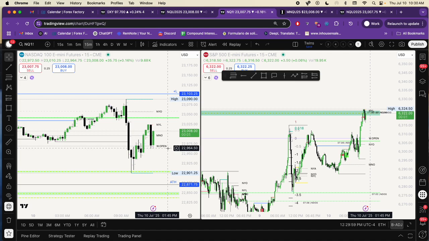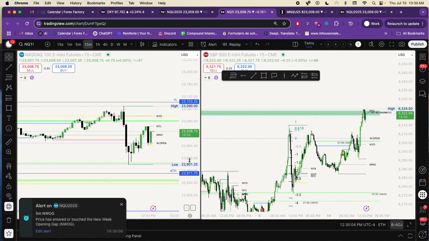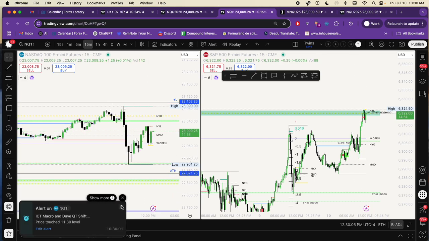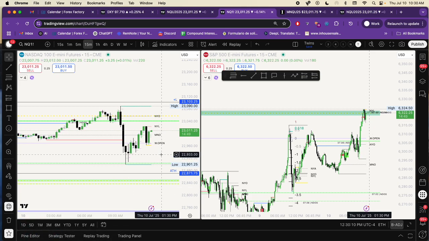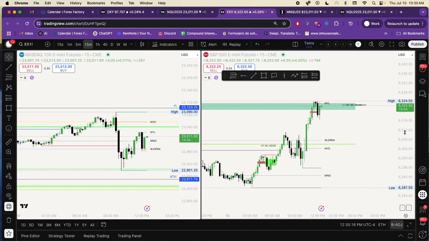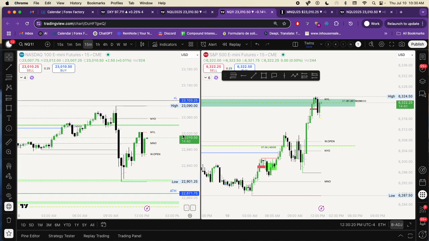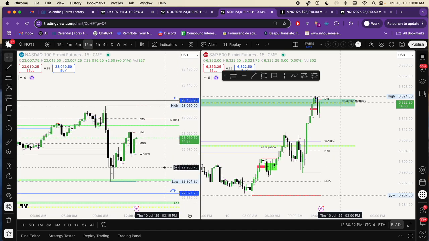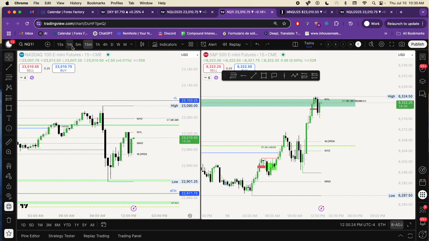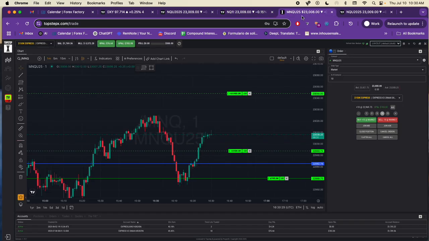Zenki on the 15-minute bullish order block. Boom, right here. Looks like we're in a quarterly cycle right now. So that five panned out well. We're still doing good here.